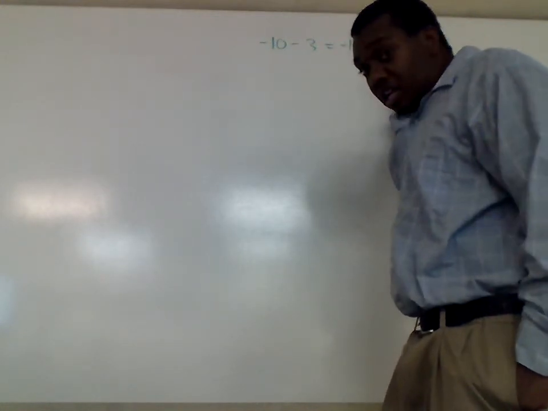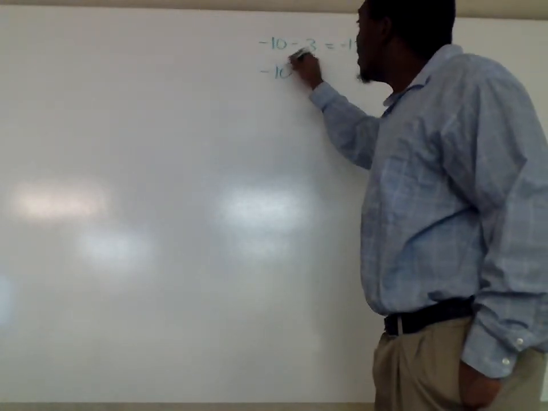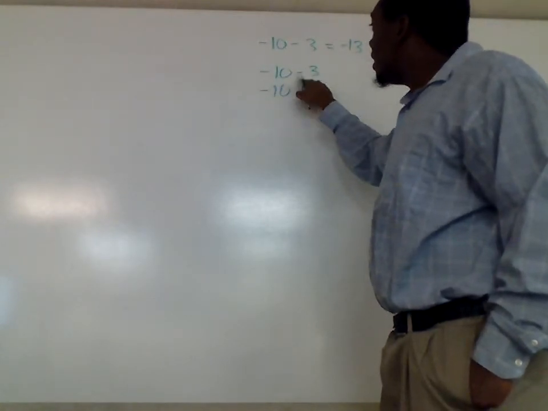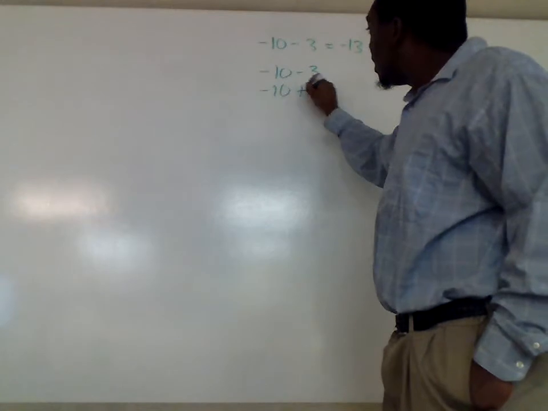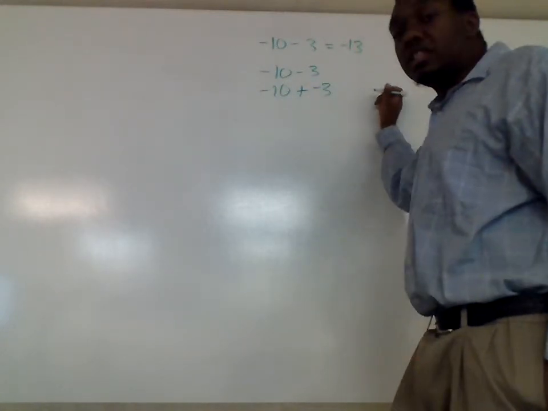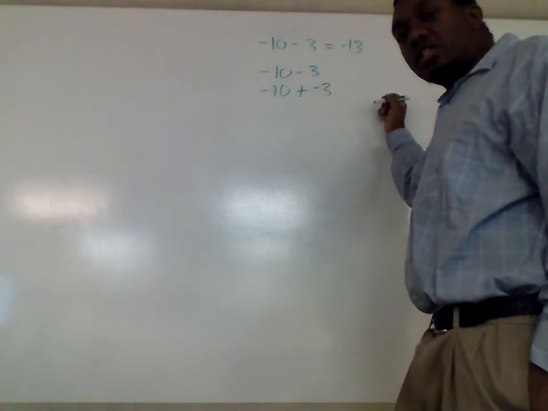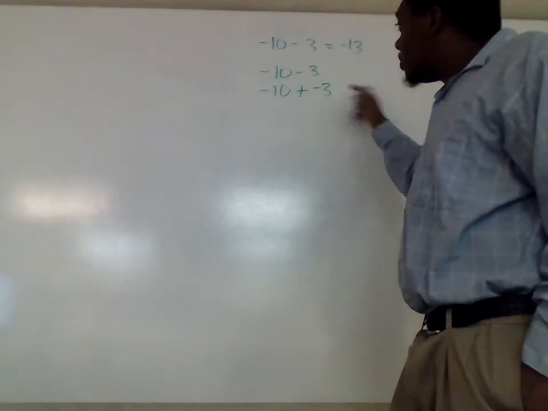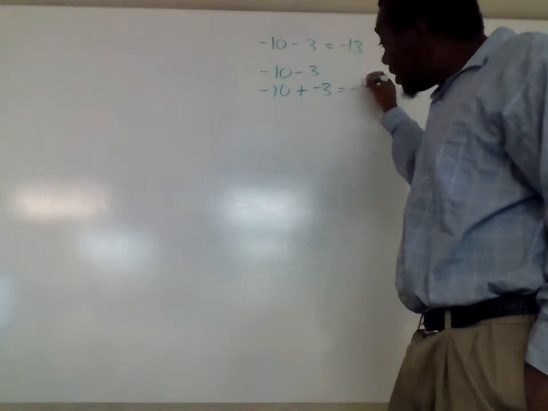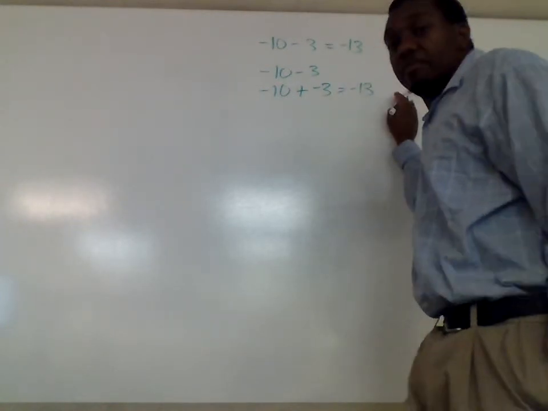Using the method we just talked about, though, negative 10 minus 3, we can say negative 10 always changes to addition and change the sign of the second one. So negative 10 plus negative 3. Much easier to look at, much easier to do, because we know we have the same sign here. Our answer is going to be negative, and we just add the numbers together, and we get negative 13.